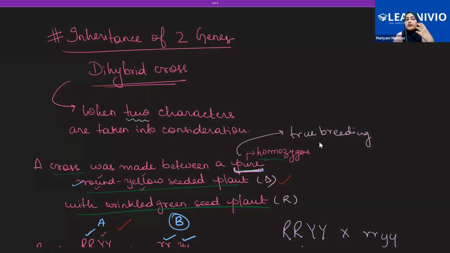For example, we're going to take seed color and seed shape together. Because under normal conditions, in our body, the inheritance takes place all at once. It's not that one inheritance takes place, then another, then another. Everything happens all at once. So now we're going to study the inheritance of two characters.